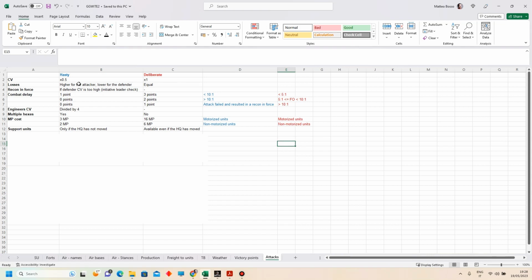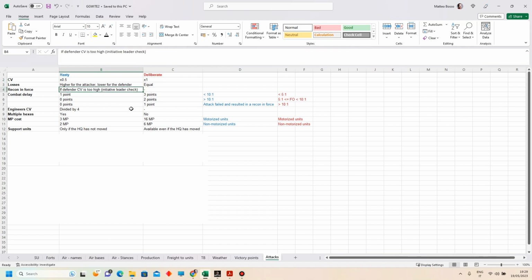Briefly, combat value in the case of a hasty attack is divided by 2, so it's halved. Losses, when you do a hasty attack, are generally, so take this with a pinch of salt, higher for the attacker and lower for the defender. Now, this is heavily affected by the terrain and by the weather. Again, take this with a pinch of salt.